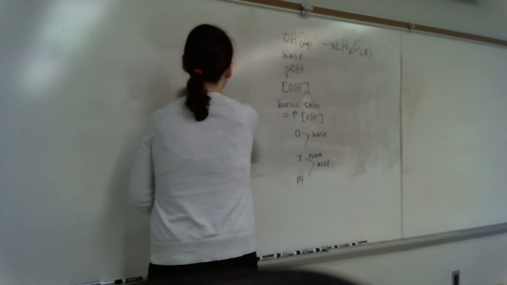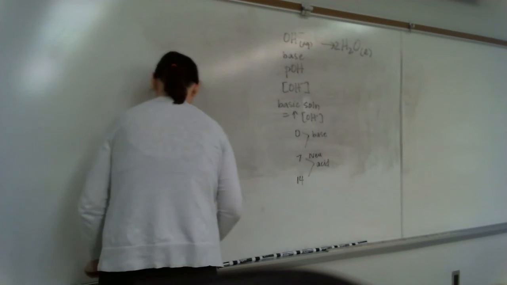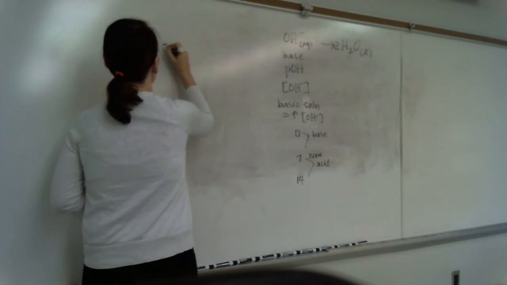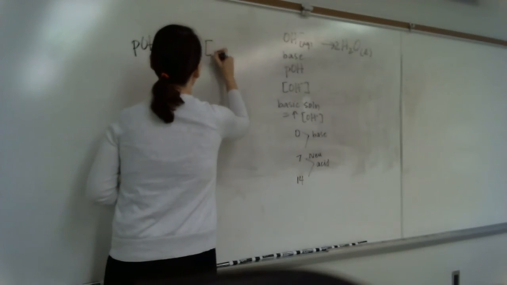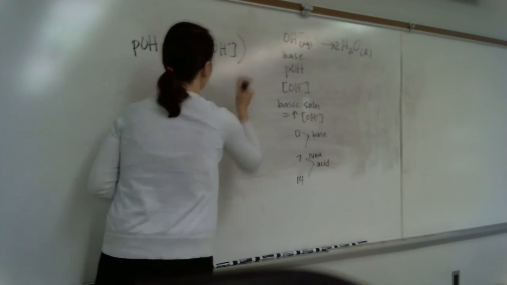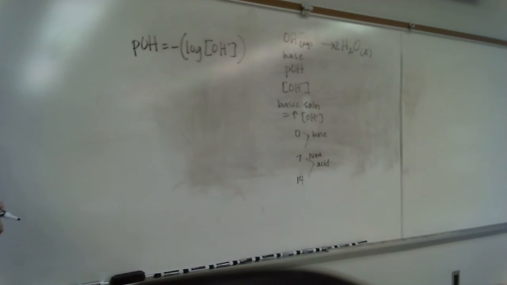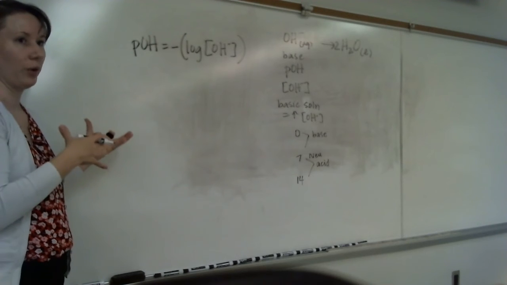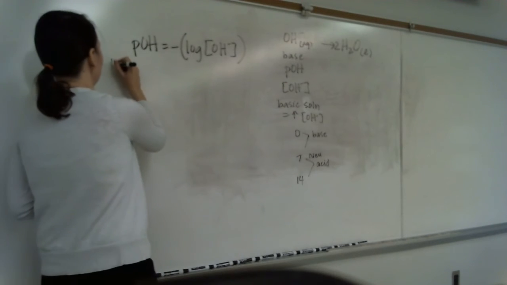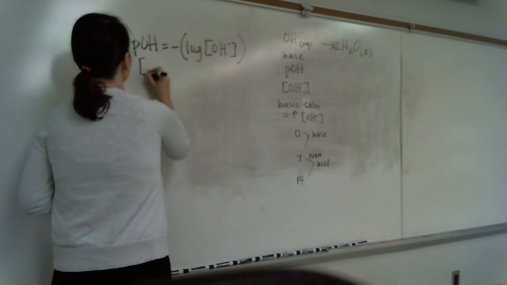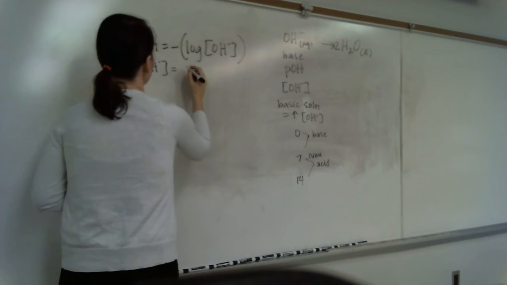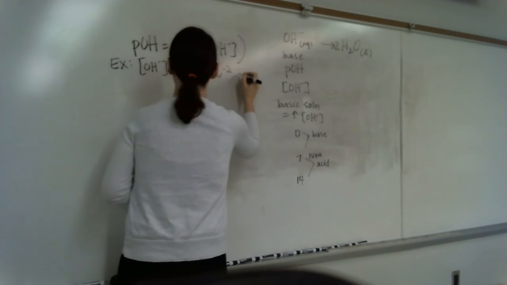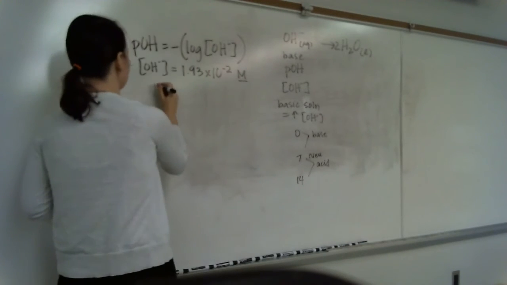If pH was calculated as the negative log of the concentration of H3O+, what do you think pOH would be? pOH is the negative log of OH-, because that's what the pOH scale is based on. Does everyone see how to translate this from pH? So for example, the concentration of hydroxide ion is, let's say, 1.93 times 10 to the negative second moles per liter. What's the pOH?